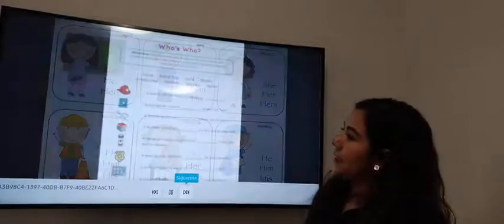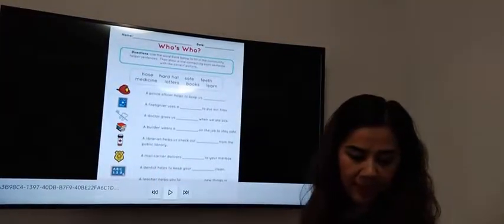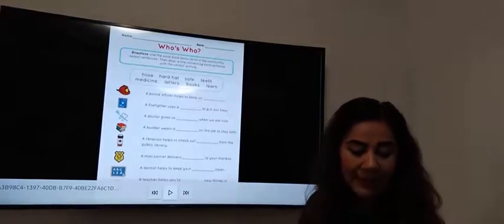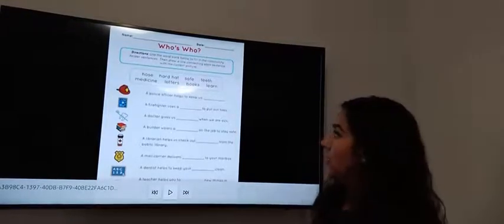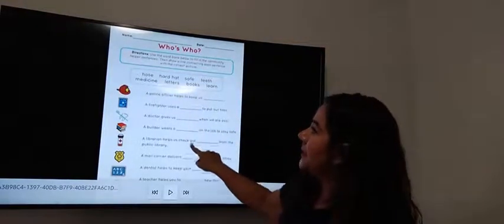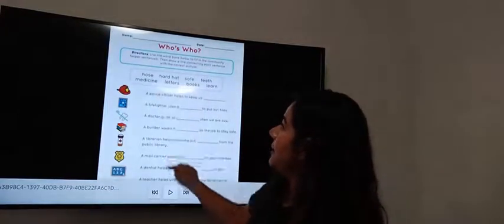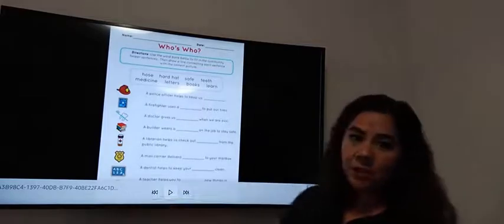So activities for this week. The first one is about community workers. Now we're working about it. And it's about guessing who's the community worker right here. Directions. Use the word bank below to fill in the community helper sentences. Then draw a line connecting each sentence to the correct picture.